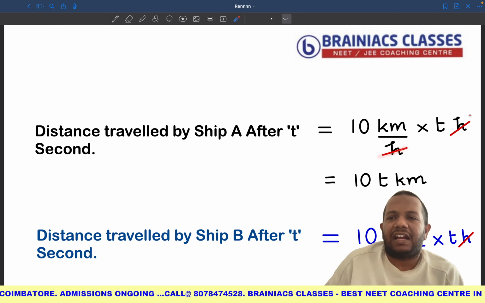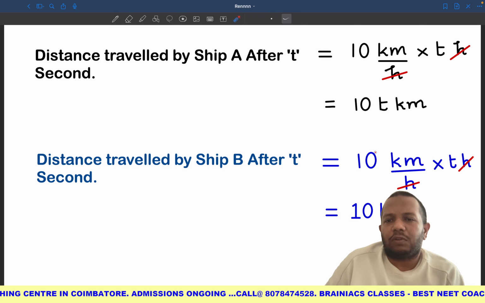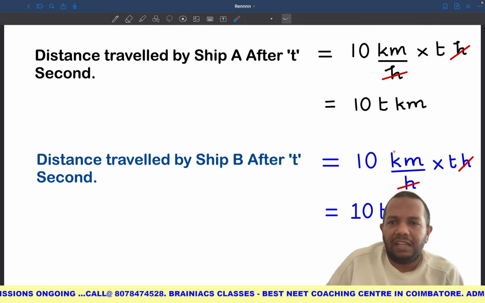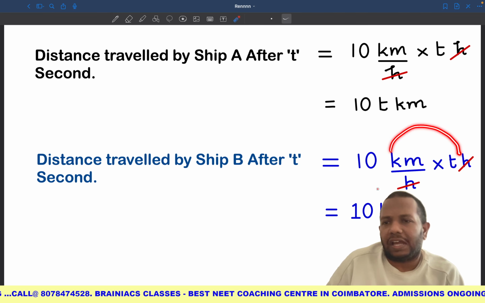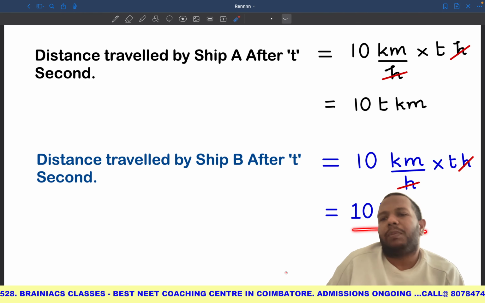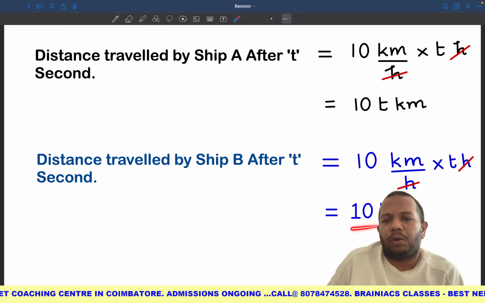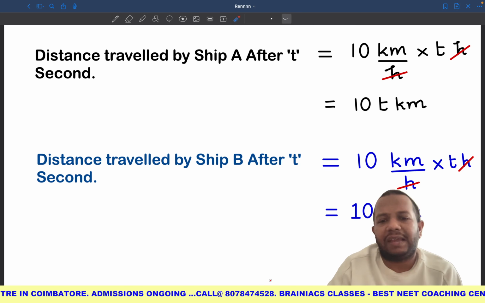Similarly, what is the case of ship B? Ship B is also traveling for a time t, with a speed of 10 kilometer per hour. Again, distance is equal to speed into time, so we get 10t kilometers. So both of them have traveled a distance of 10 into t kilometers after the time t.